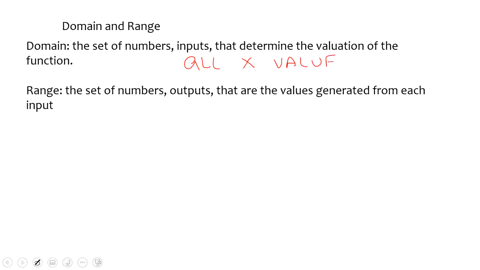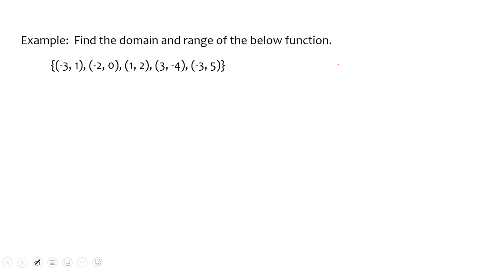So everything we can put in for x, that's going to be our domain. It could be specific numbers, depending on the type of function we're looking at. It could be every number from negative infinity to positive infinity, depending again on what type of function we're looking at. We'll see later on what I'm talking about, the different types of functions, and how we're going to determine what the domains and ranges are.